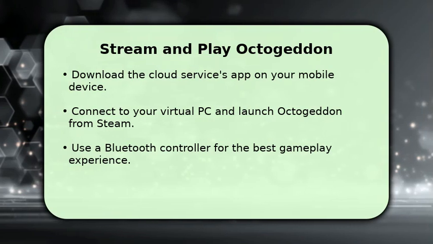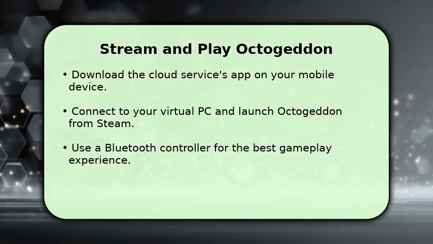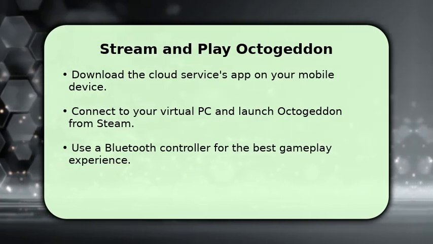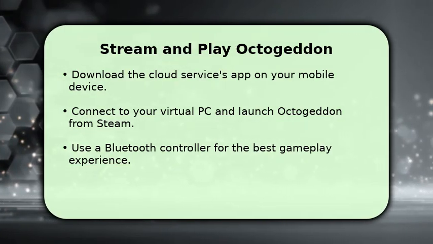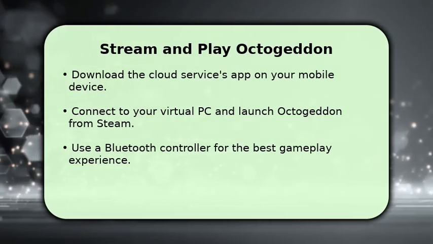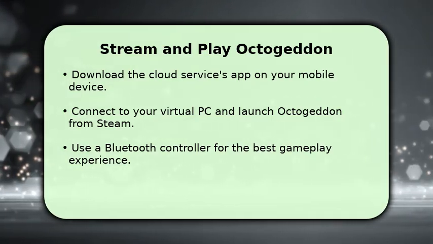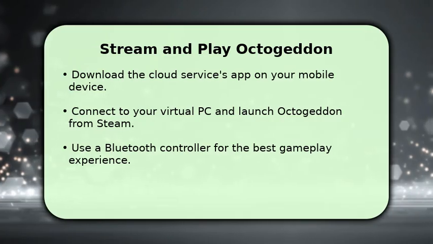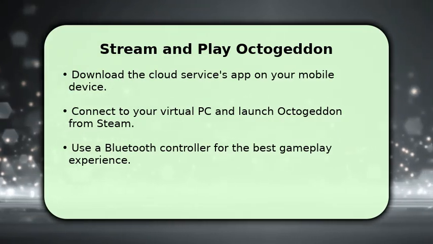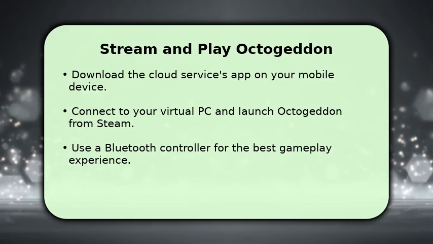With your cloud PC configured, download the service's dedicated application onto your mobile device, whether it is an Android phone or an Apple iPhone. Connect to your virtual desktop through this app, then simply launch Steam and start Octogeddon. For optimal control and immersion, we highly recommend pairing a Bluetooth gaming controller with your mobile device. This setup provides a seamless and enjoyable gaming session, just like playing on a desktop.